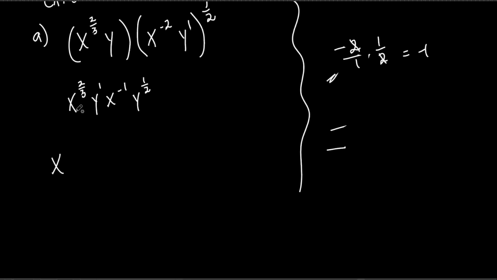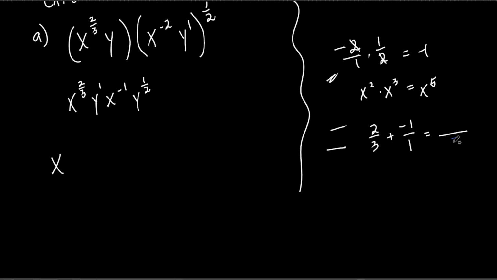So let's do this. What do we do with the 2/3 and the -1? Remember, if I said x to the second times x to the third, what do we do with the exponents? We add them up, correct? So what do we do with the 2/3 and the -1? We add them up. So 2/3 plus what? -1. Let's put it over 1. Okay?